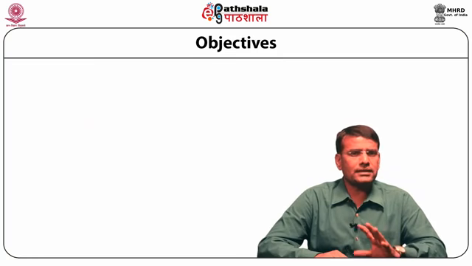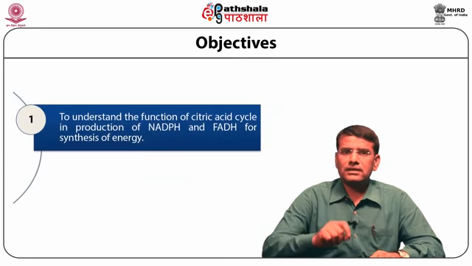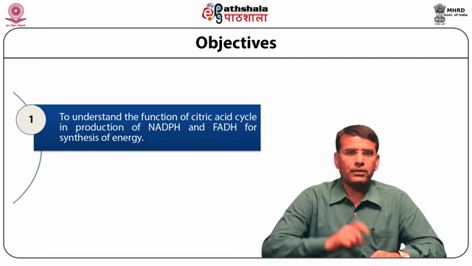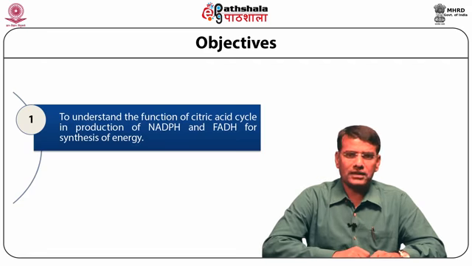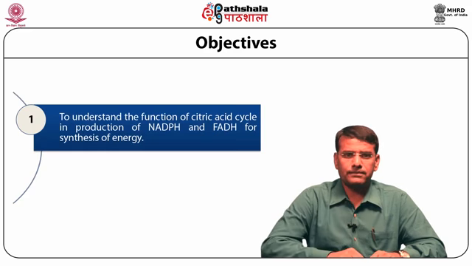Today we are going to discuss a module on stoichiometry of the citric acid cycle under the paper carbohydrate metabolism. So students, let us see what we are going to learn in this module. To understand the function of the citric acid cycle in production of NADH and FADH2 for synthesis of energy.